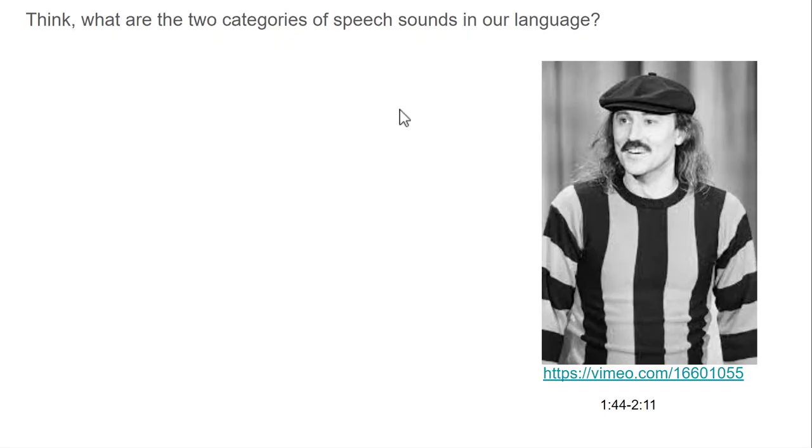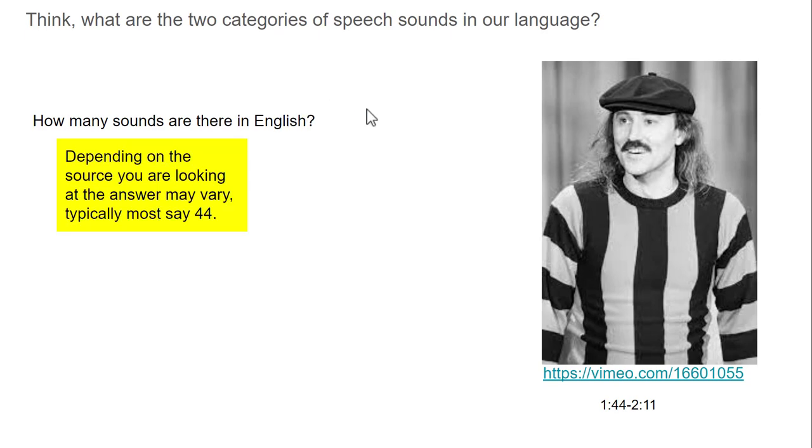So what are the two categories of speech sounds? Vowels and consonants. Vowels we can sing, consonants we can't. So my follow-up question is, how many sounds are there in English? I am not asking about letters, I'm asking about sounds. Depending on the source, it's always going to be above 40, generally 44. So with that in mind, we are going to jump into consonants, the sounds we can't sing.